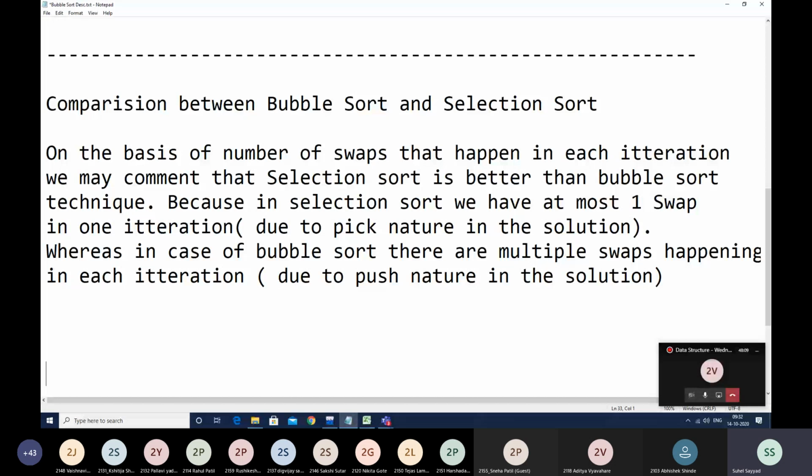Is it clear, my dear students? Yes, sir. Shall we move ahead with the next sorting technique now? Yes, sir. Are you finding these sorting techniques interesting or is it boring? Interesting. Only one student is finding it interesting, it seems. We have 50 plus students in the classroom.